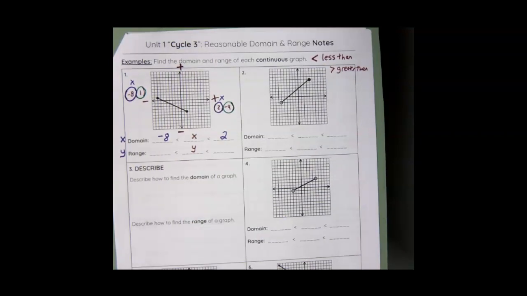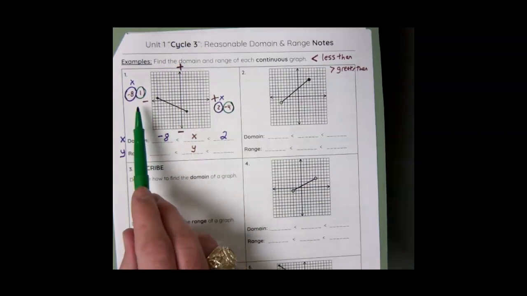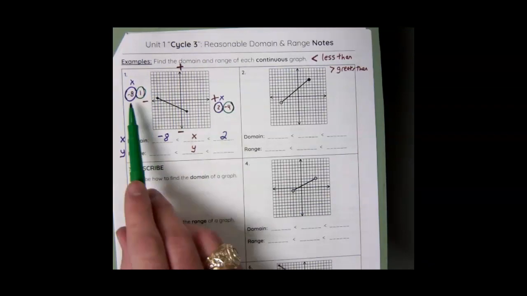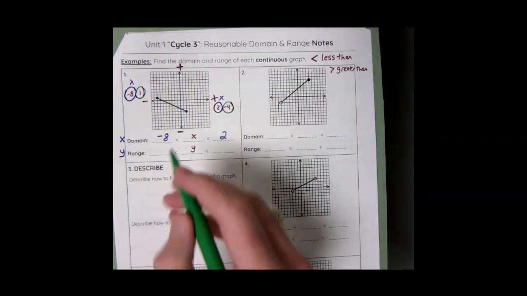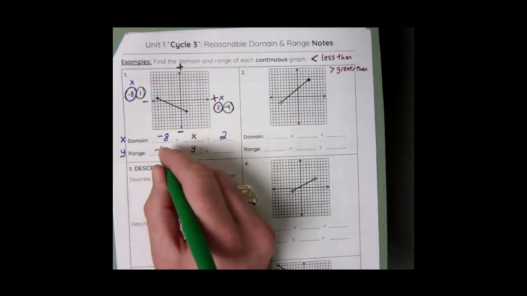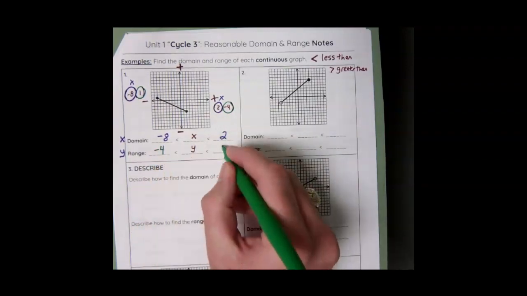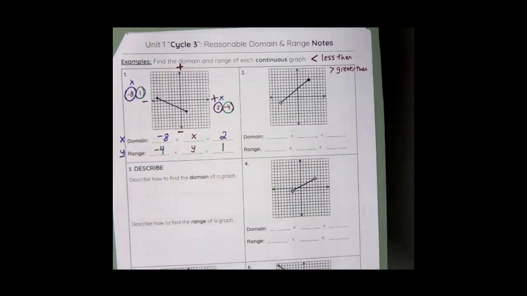All right, now let's look at our y values. I'm going to ask myself, which one of these is smaller? And I would answer negative 4. So on my left-hand side, I would write negative 4. And on my right-hand side, I would write 1. Okay? That is how I do example 1.